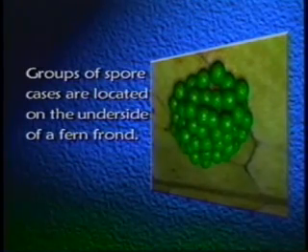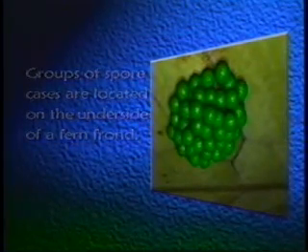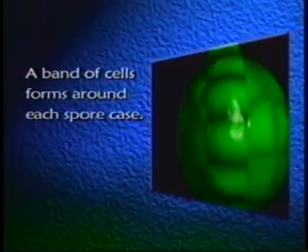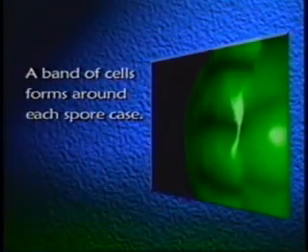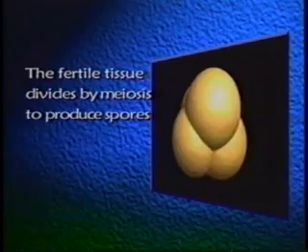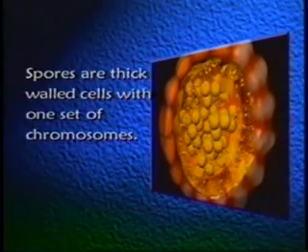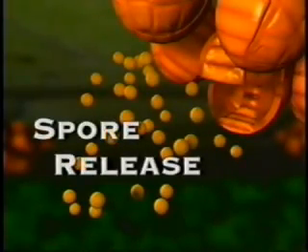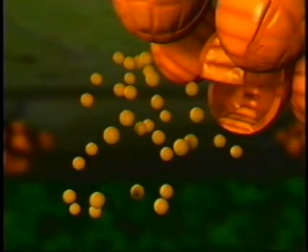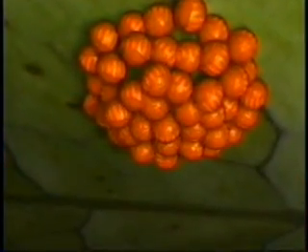Groups of spore cases are located on the underside of a fern frond. A band of cells forms around each spore case. The fertile tissue divides by meiosis to produce spores. Spores are thick-walled cells with 1 set of chromosomes. The spore cases in a group are now ready to open.